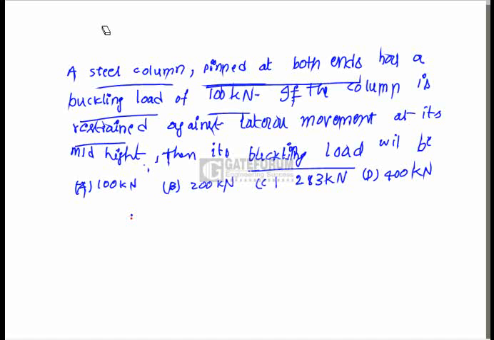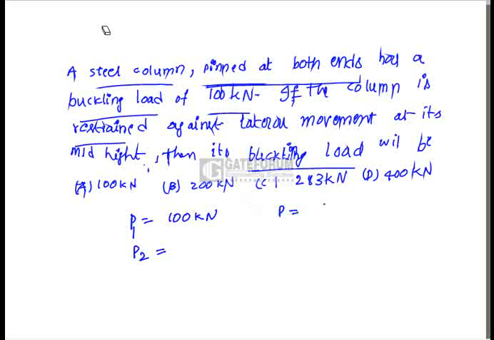For a steel column pinned at both the ends, the buckling load was given as 100 kilonewtons. We will consider it as P1. And the column is restrained against lateral movement at its mid height. We have to find out the buckling load P2.